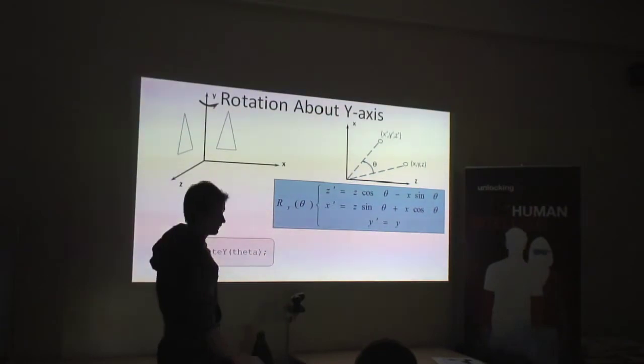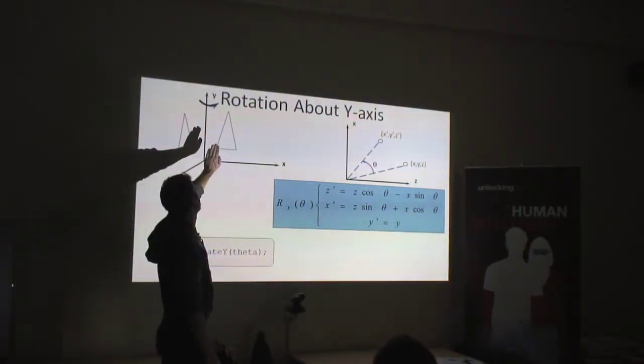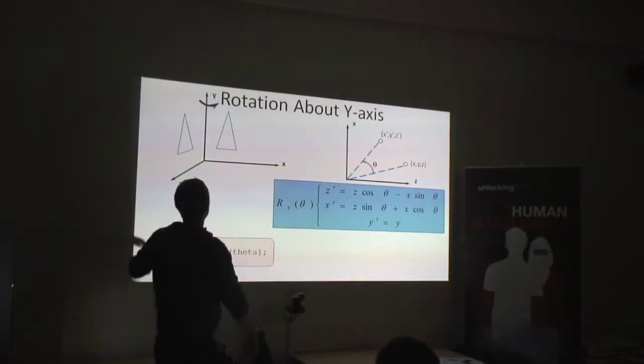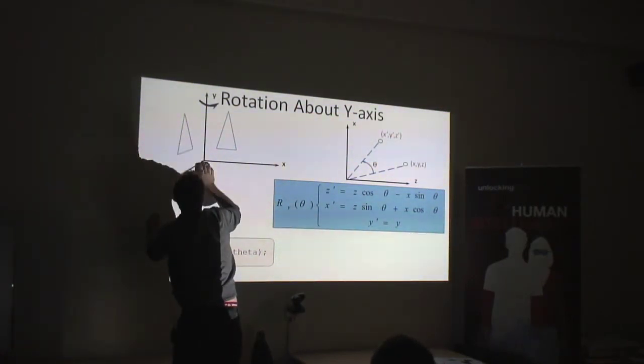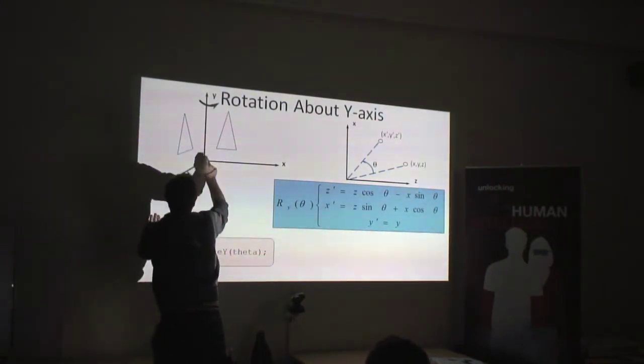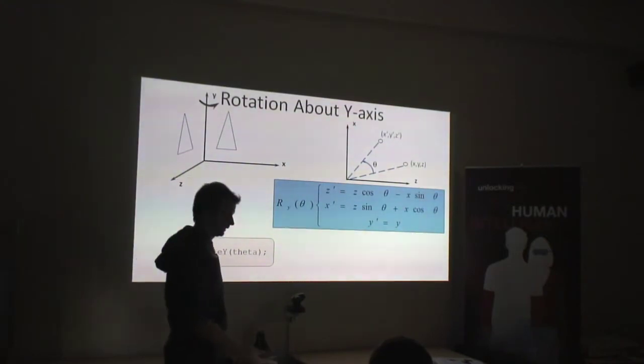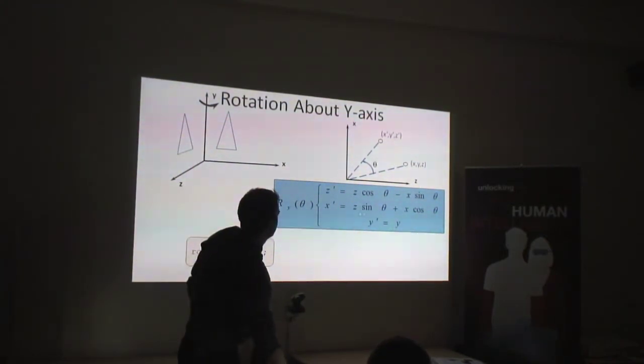Rotation about y, so now we've got the skewer up and down through the center of the screen. As we rotate, they rotate around this way. The y values still stay the same, so the y value from 0 to here is the same as there. That value there is the same, there is the same, but everything's rotated around that way. And again, cosine, negative sine, sine, cosine, but this time it's z and x.